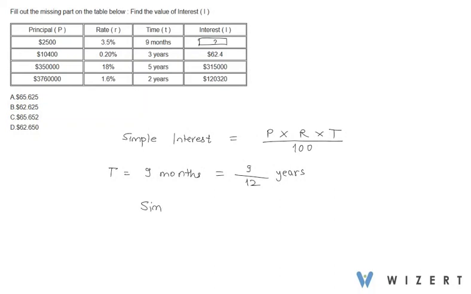So simple interest is equal to 2500 multiplied by 3.5 multiplied by 9, whole divided by 100 multiplied by 12. So zeros cancel out. Let's see. 25 nines are 225 multiplied by 3.5, whole divided by 12.